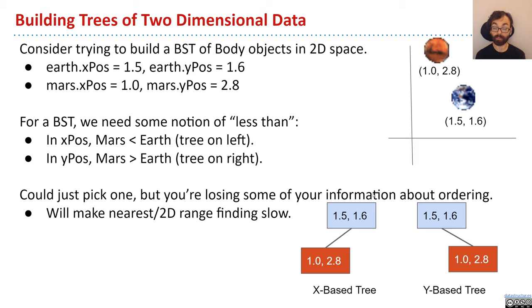Now, that's fine. If all you want to implement is contains, add, and delete, this will be totally fine. But as we'll see, if we try to implement nearest or a 2D range-finding operation, they're going to end up being slow. You won't really be able to take into account where they lie in space.